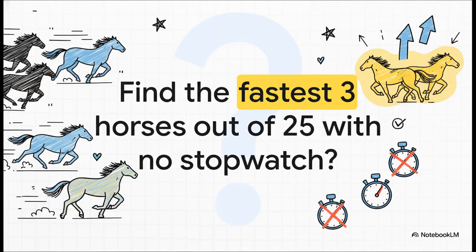So, here's the setup. You've got 25 beautiful, fast horses, and your job is to figure out which three are the absolute fastest. Sounds simple enough, right? But there's a huge catch. You don't have a stopwatch. You have no way of timing them. All you can do is race them and see who finishes first, second, third, and so on.